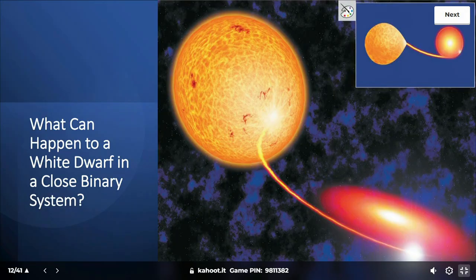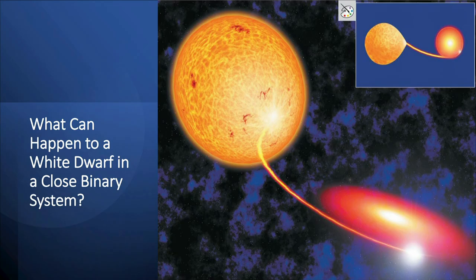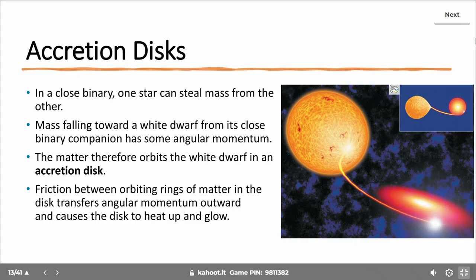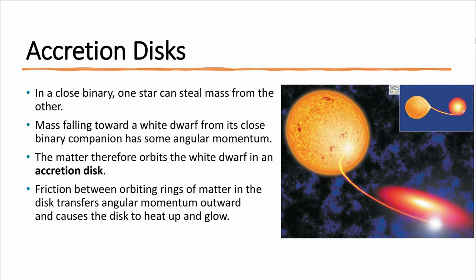So we know that stars evolve in binary systems. What happens if one of the stars goes through its life cycle faster and becomes a white dwarf, but it still has a companion star? Just like when you had two stars next to each other, the white dwarf could steal some material from the companion star. So we've got material moving from the star towards the white dwarf.